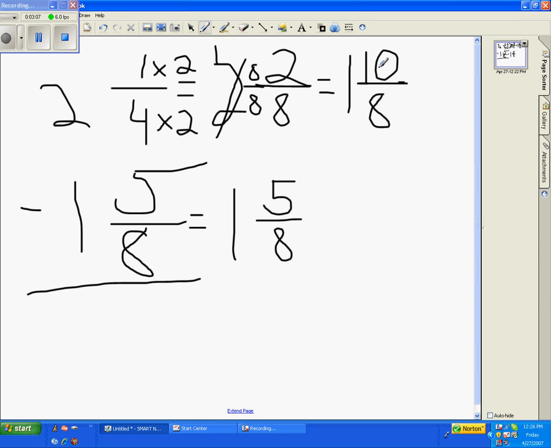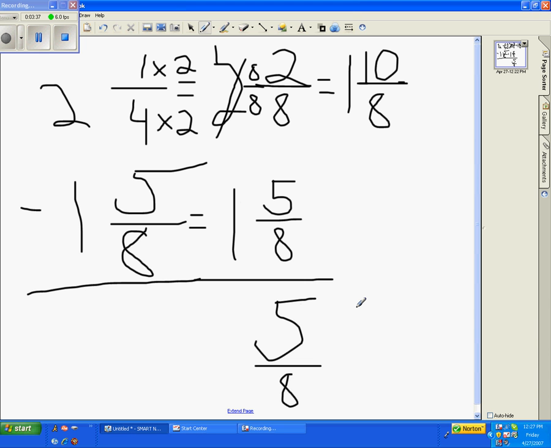Now we have a numerator of 10 and a numerator of 5 in our subtrahend, so we can now subtract. 10 minus 5 is 5. Well, that's a big 5, isn't it? We're still dealing with 8s, so let's keep that 8 right there. And then 1 minus 1 is 0. So our final answer is 5/8.